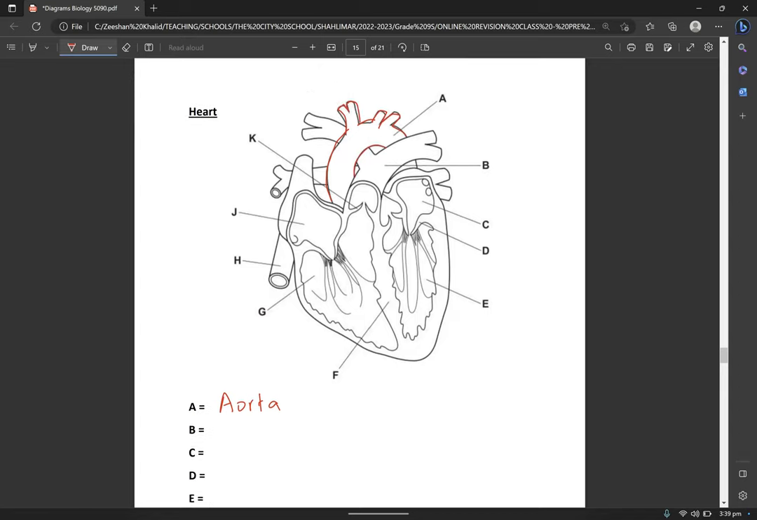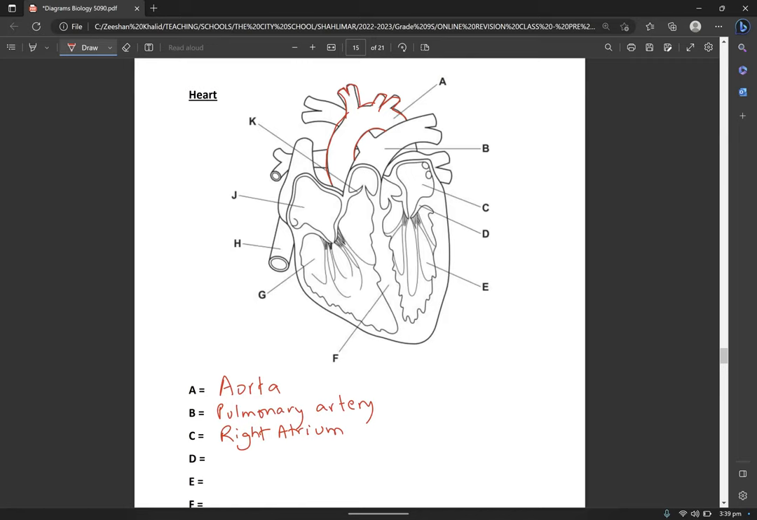Then B is basically the blood vessel that is taking the blood to the lungs to get oxygenated. So this is none other than pulmonary artery. And C is the right atrium. D is the bicuspid valve. Theek hai ji. Phir isi tarah E aapka left ventricle hai. E is the left ventricle.